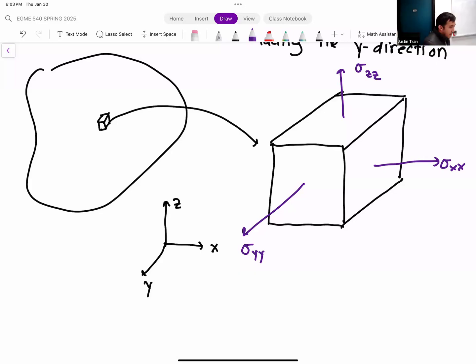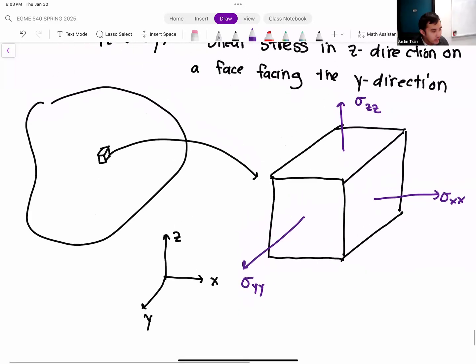And so we have sigma xx that's acting perpendicular to the face that faces the x direction. So that is normal force in the x direction. We have sigma zz, which is going perpendicular upwards, perpendicular to the face that faces the z direction. And then we have sigma yy that's pointing in the y direction, perpendicular to the face facing the y direction.